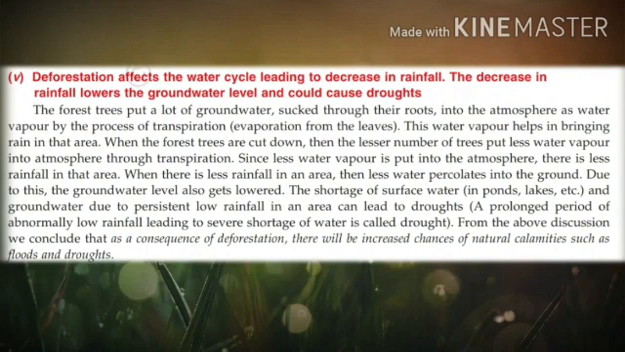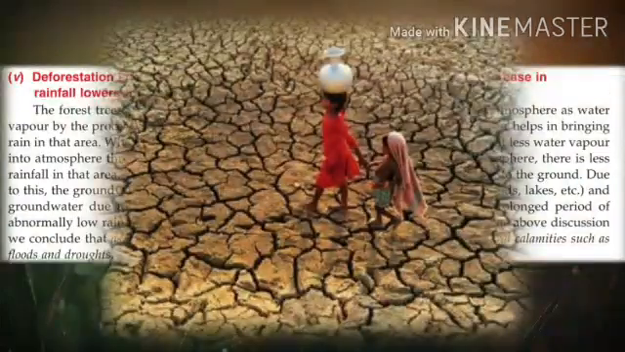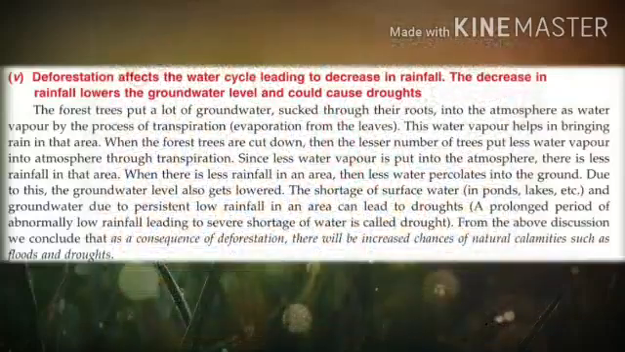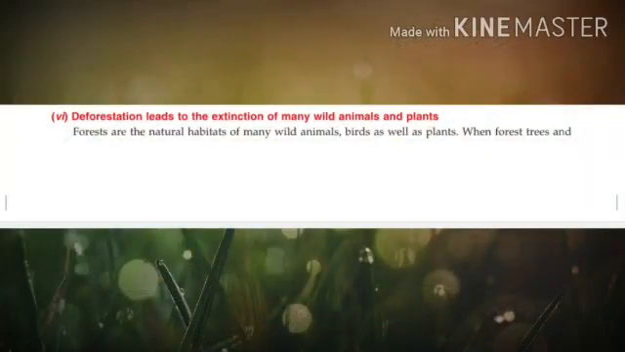So we conclude that due to the consequences of deforestation, on one side flooding may occur, on the other side drought may occur. Now let us discuss the sixth consequence of deforestation. Deforestation leads to the extinction of many wild animals and plants. Forests are the natural habitats of many wild animals, birds as well as plants. Isn't it? We find many wild animals only in forests, like lion, tiger, deer, giraffe, etc.